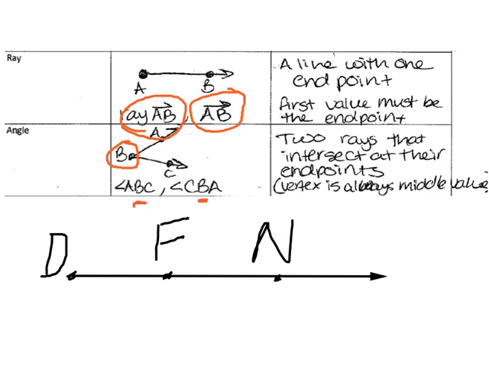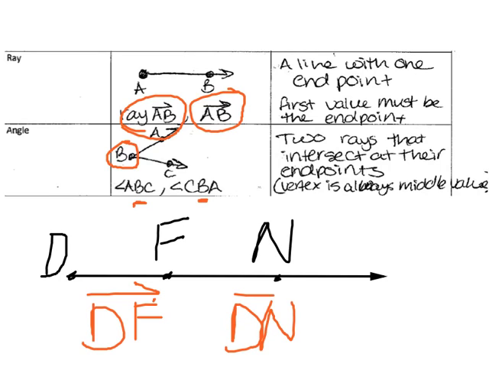And for an example, this ray down here can be written as DF with a ray above it, or DN. So it can be written either way. Alright, next slide.